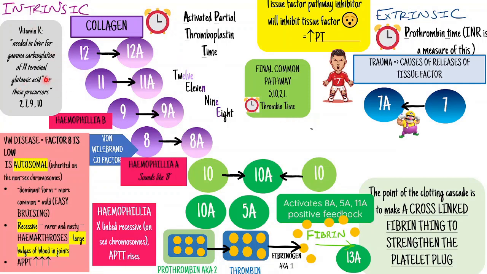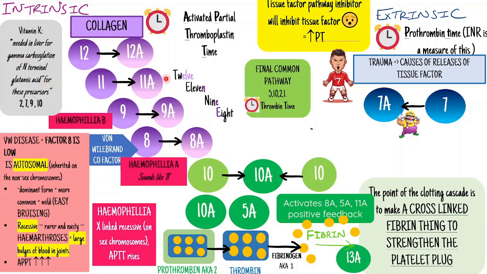Some of these factors require vitamin K to work. There's a sentence here. You need to memorize the sentence, but you don't need to know what it means. Essentially, vitamin K is needed to make these. But the sentence you need to remember is that it's needed in the liver for gamma carboxylation of N-terminal glutamic acid. Yeah, it's a mouthful, but just remember it, unfortunately.